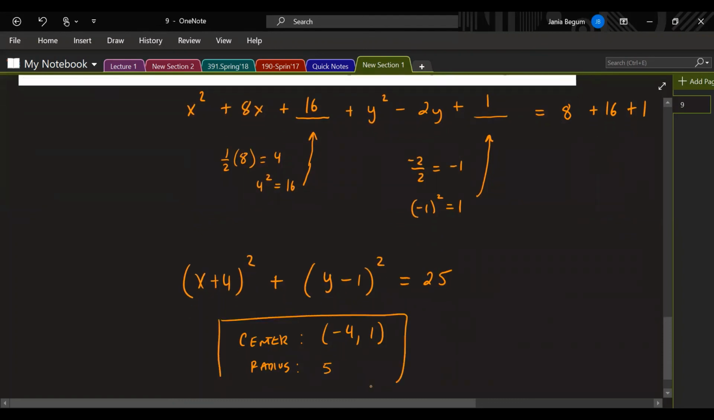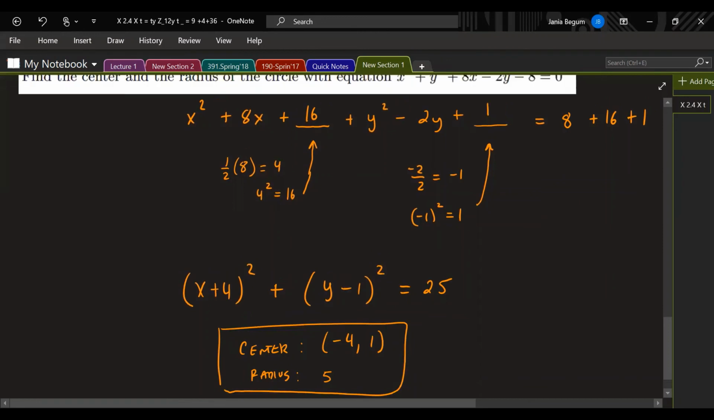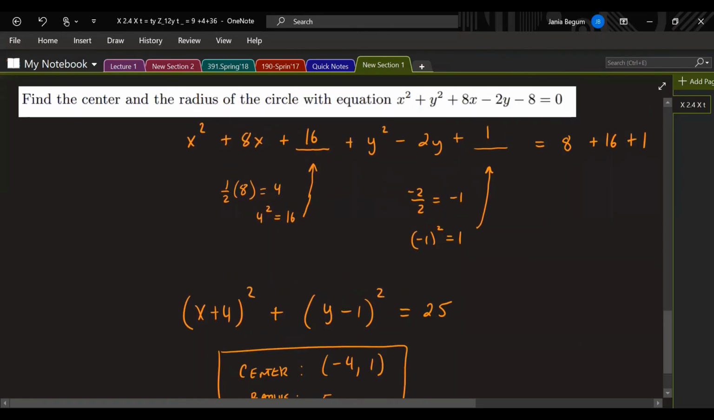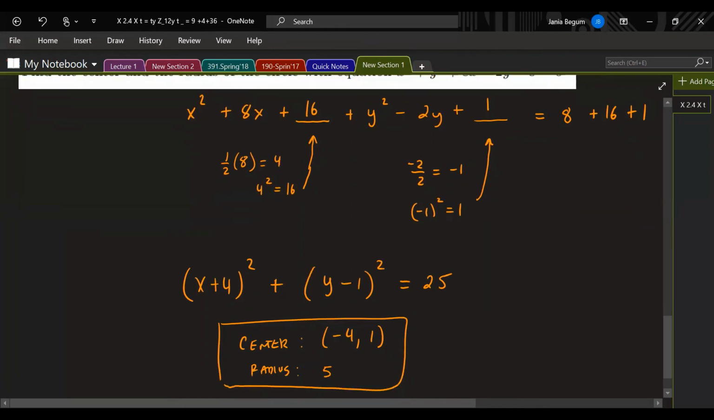So there you go, another example on how to complete the square and write the given equation in standard form of a circle. And from there, you can identify the center and the radius. All right, so hopefully you enjoyed. This is it for this video.